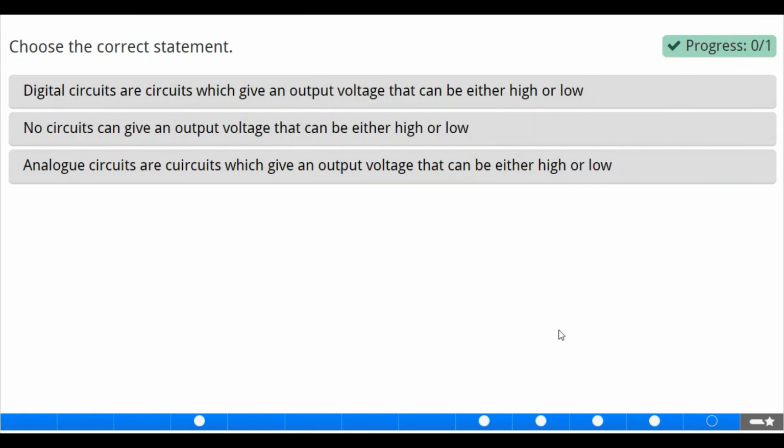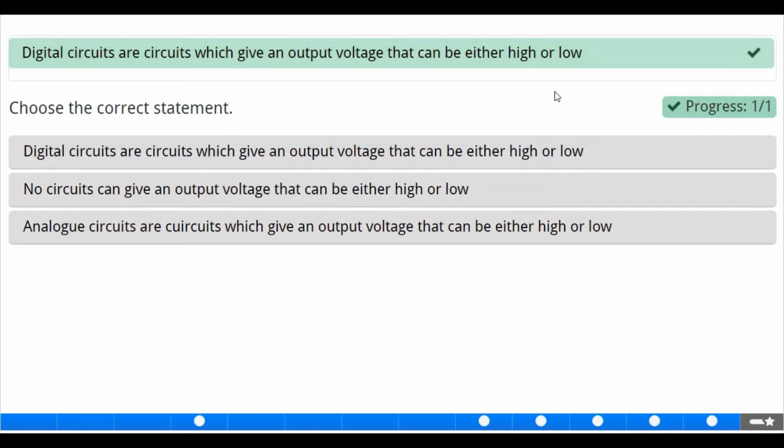Now, let's choose the correct statement before we wrap up for today. Digital circuits are circuits which give an output voltage that can be either high or low. That is correct. Now, the second statement: no circuit can give an output voltage that can be either high or low. Digital circuits can do that. So that statement is false. Analog circuits are circuits which give an output voltage that can be either high or low. The statement is what? False. It only belongs to what? Digital circuits. So we pick that.